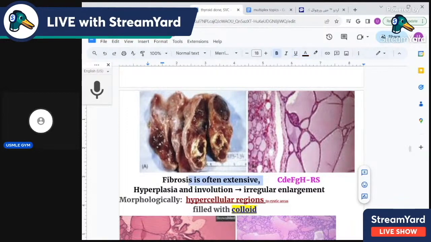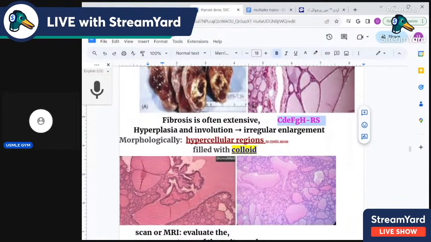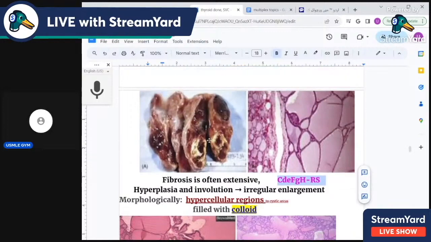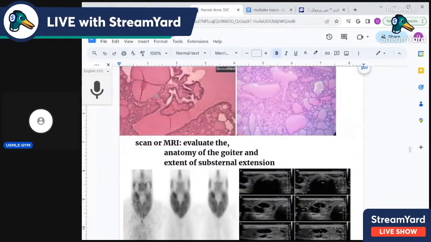The features of these multinodular goiters follow almost the same mnemonic: C, D, E, F, G, H, R, S. Calcification, degeneration, fibrosis, growth, hemorrhage. Hyperplasia and involution occur in these nodules with irregular enlargement. See, they are irregularly enlarged. They are hypercellular regions filled with colloid.